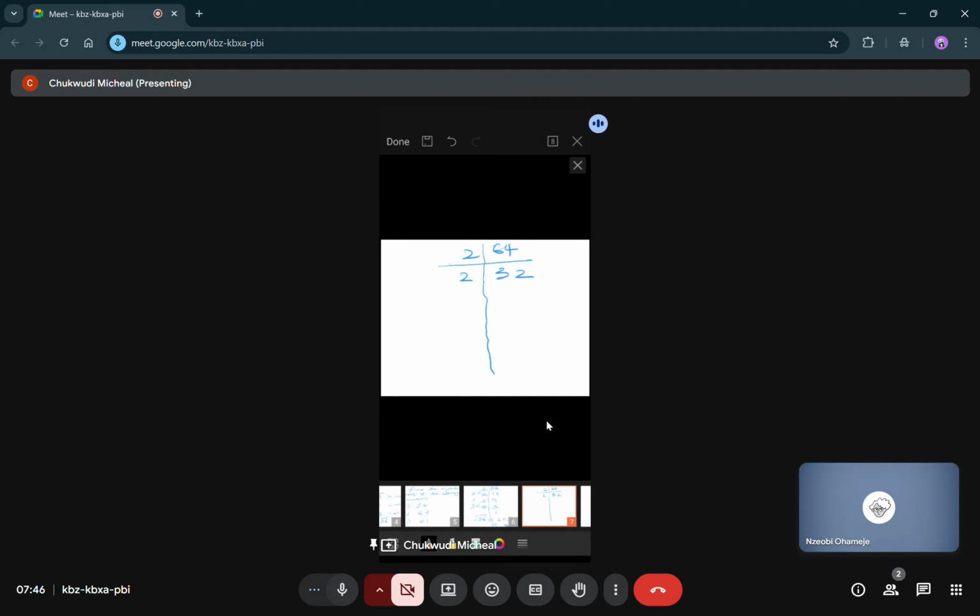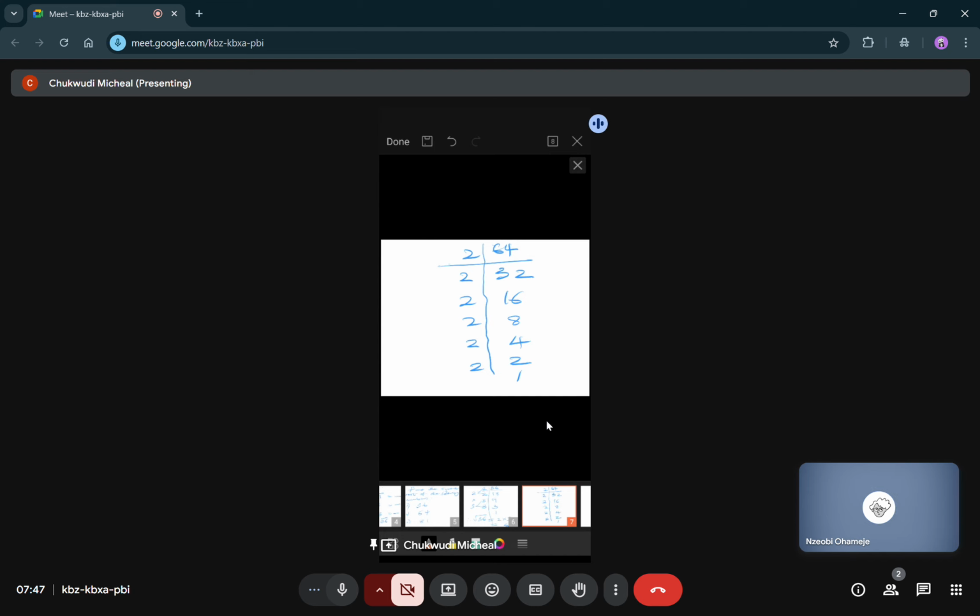32 is still an even number, so I use 2 to divide 32. 2 divide 32 is going to give me 16. I put down 16. 16 is an even number, 2 can divide again. 2 divide 16 will give us 8. 8 is still an even number. 2 divide 8 will give us 4. 4 is also an even number. I'm going to use 2 again. 2 divided by 4 will give us 2. And 2 is an even number, so 2 divided by 2, I'm going to get 1.